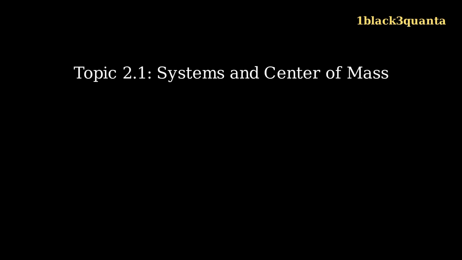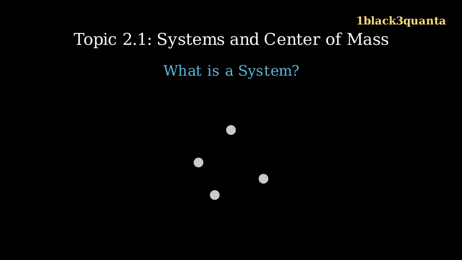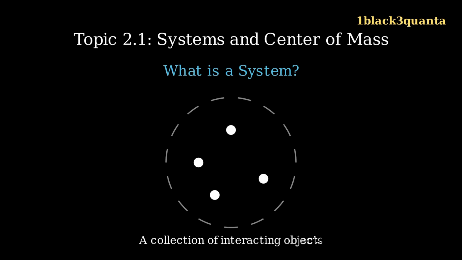Today we are mastering AP Physics 1, starting with systems and center of mass. First, what is a system? A system is simply a collection of objects that interact with each other.